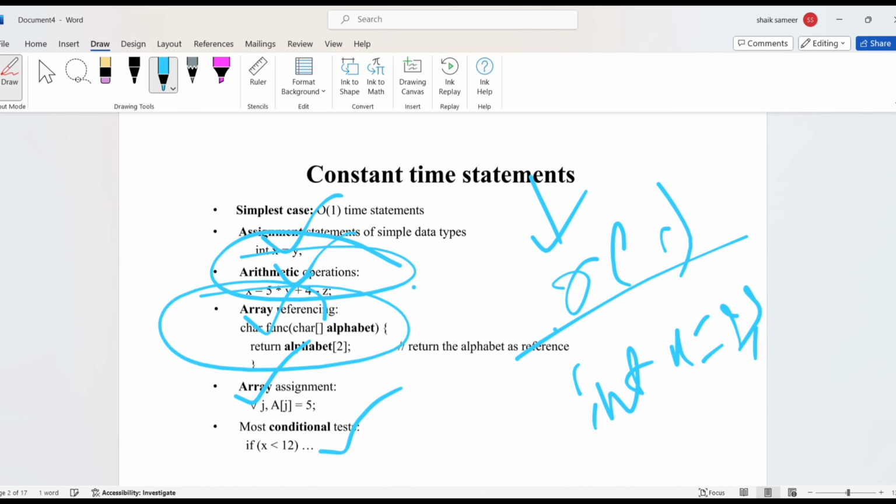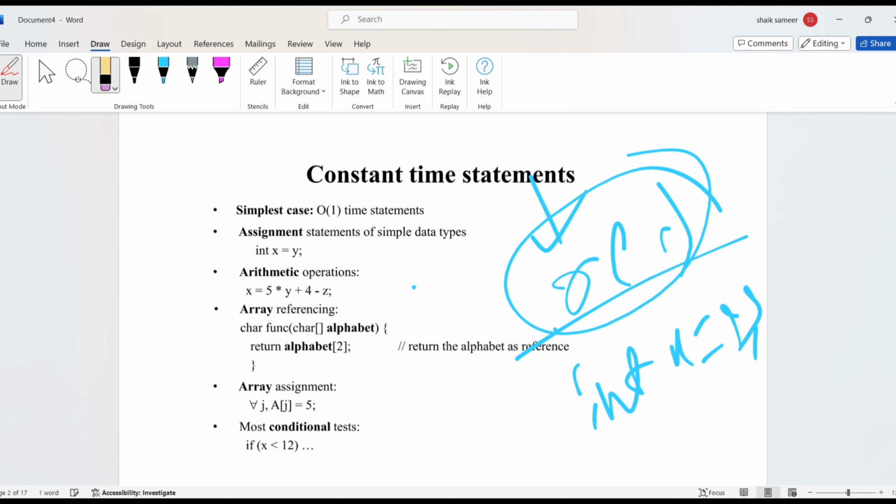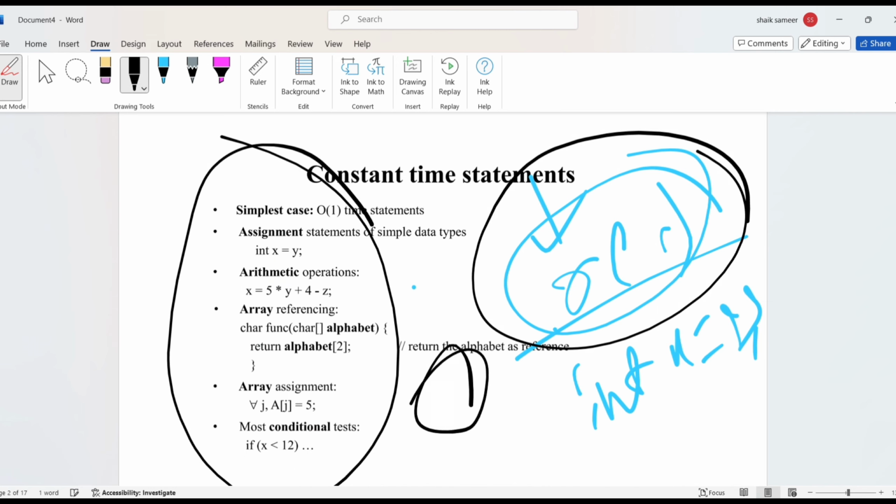Array referring is when you refer to an element of an array, like a character, which stores a single alphabet. Array assignment is when you assign some value, say 5, at position j of the array. Most conditional tests, like if x greater than y, also take constant time, big O of 1, not big O of n. Just remember this. There is no need to solve more examples; when you look into the code and observe these statements, the time complexity is big O of 1.